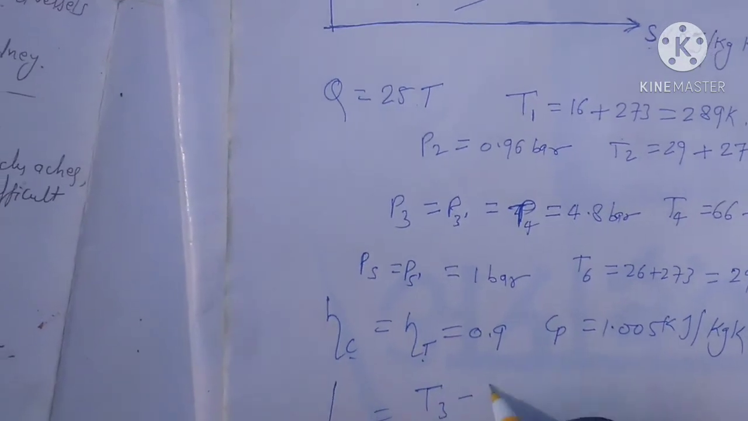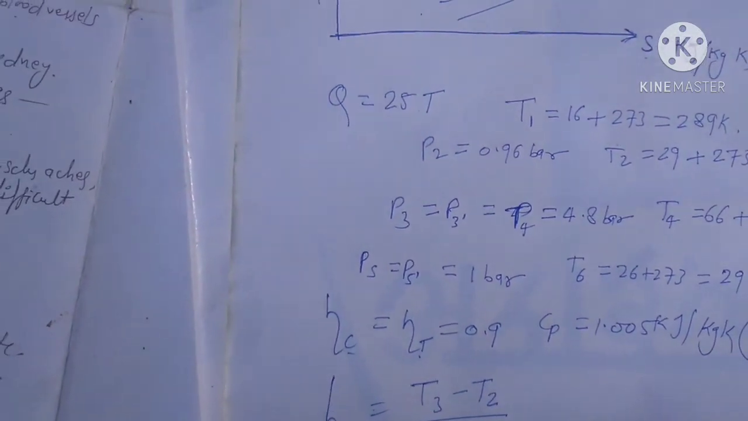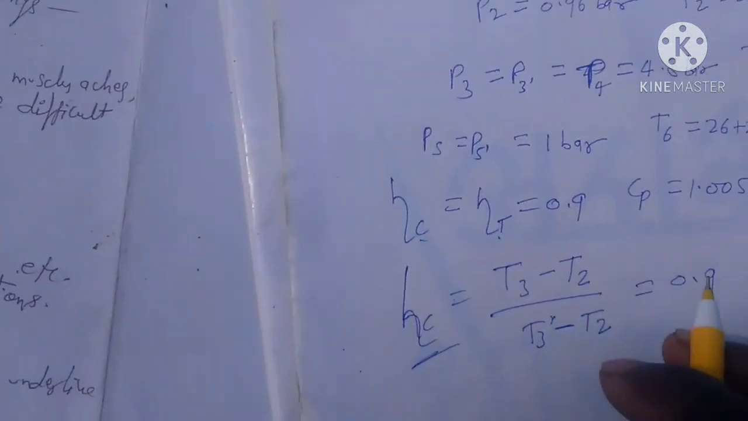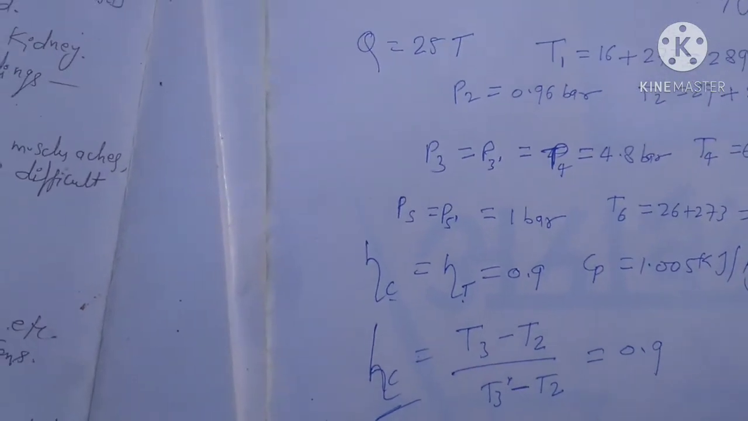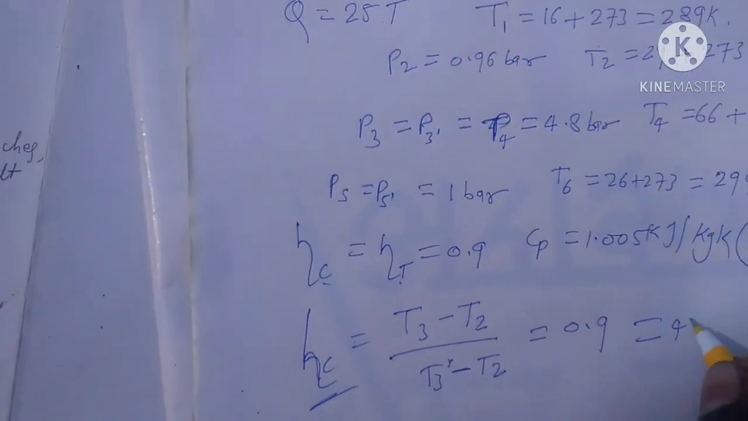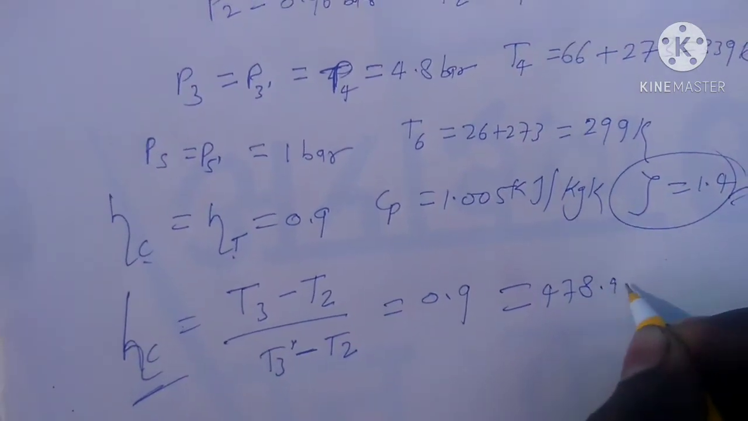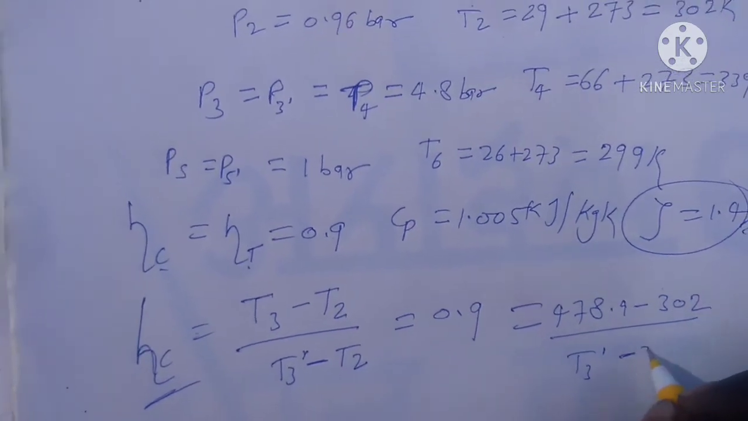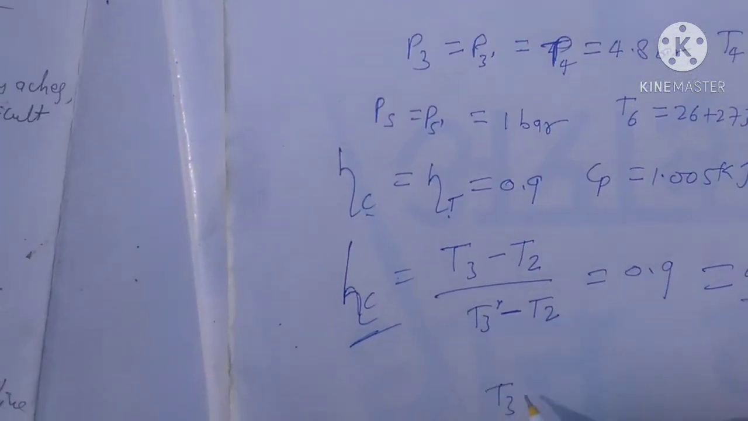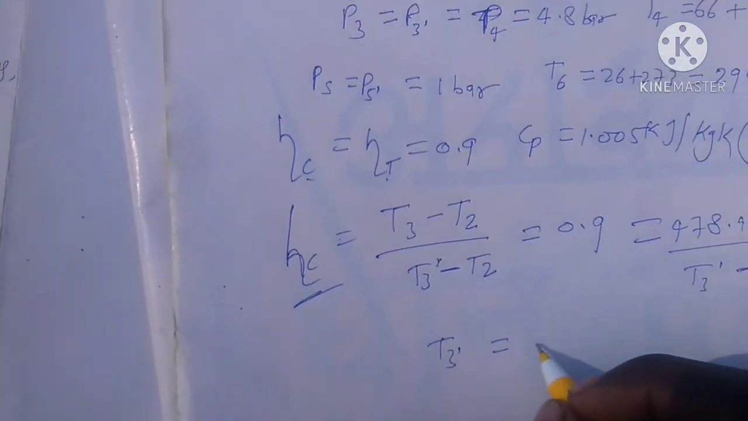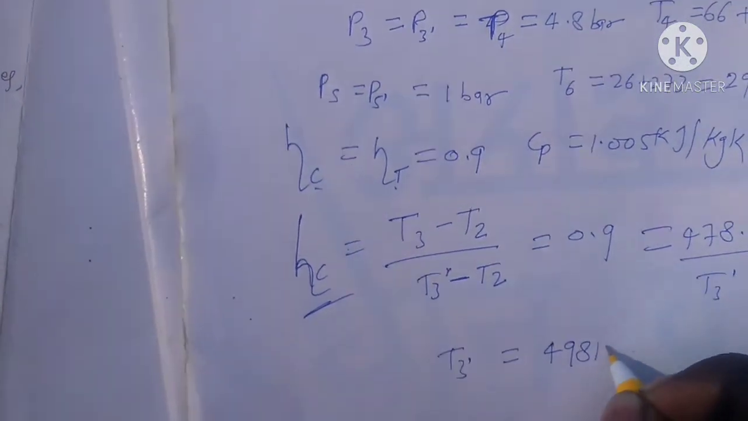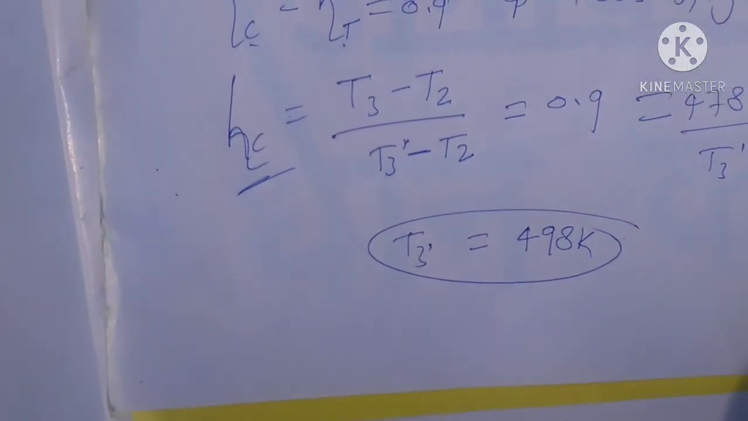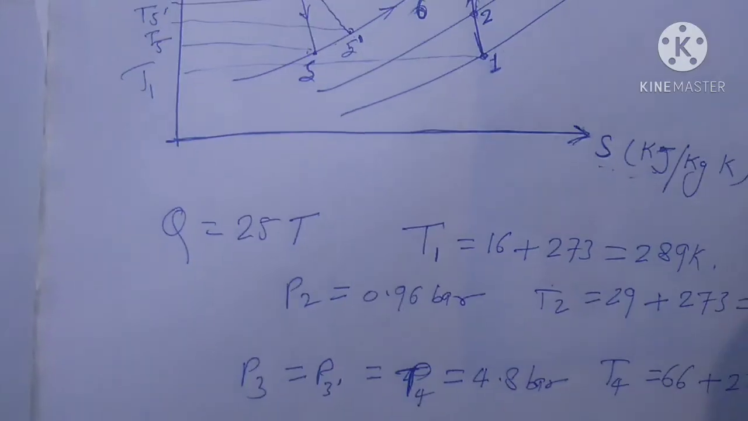So T3 minus T2 divided by T3 dash minus T2 equals 0.9. Efficiency is given, so you put in the values: 478.4 minus 302 divided by T3 dash minus 302. Then you find T3 dash, which is 498 Kelvin. This T3 dash is found from the compressor efficiency.